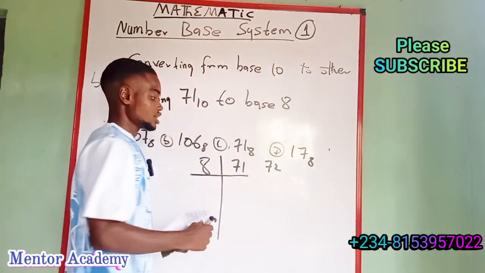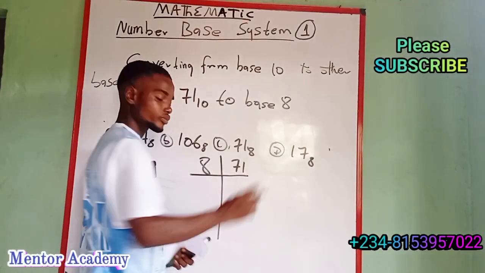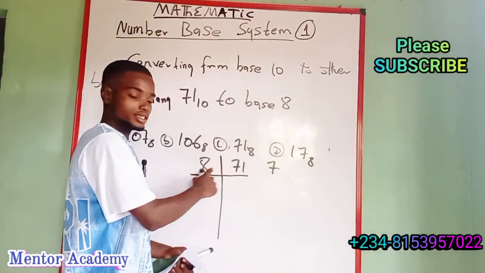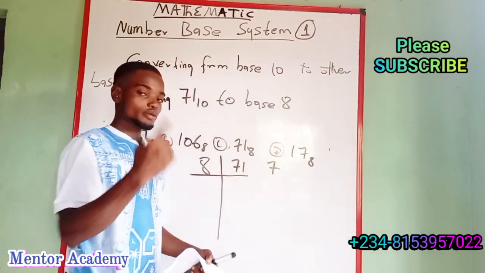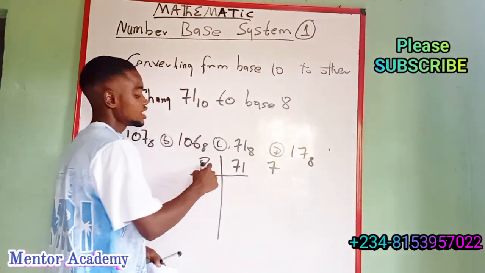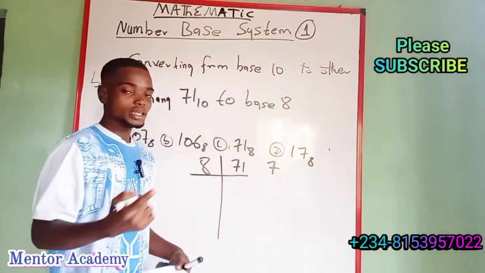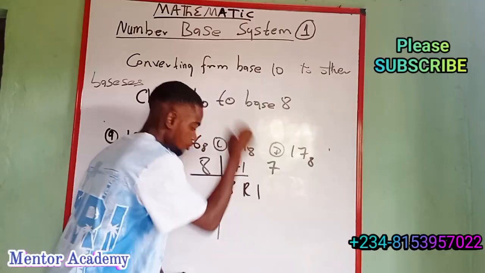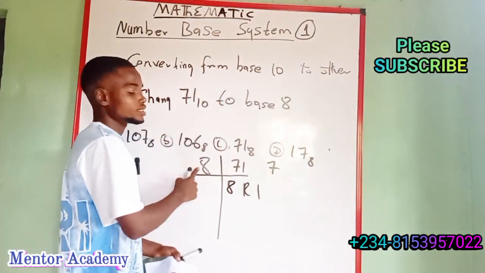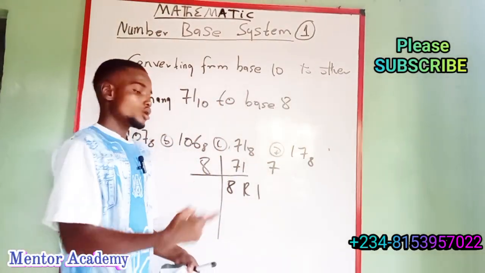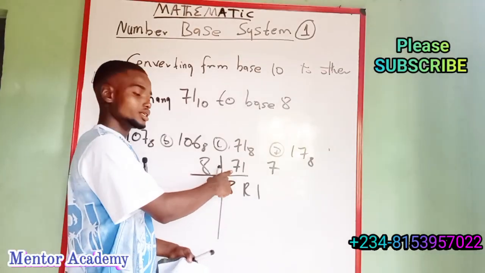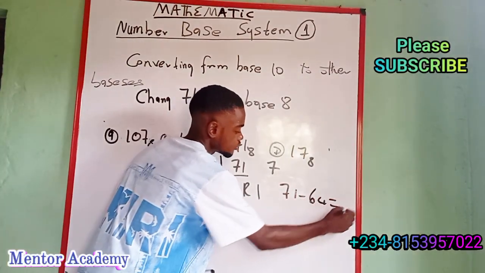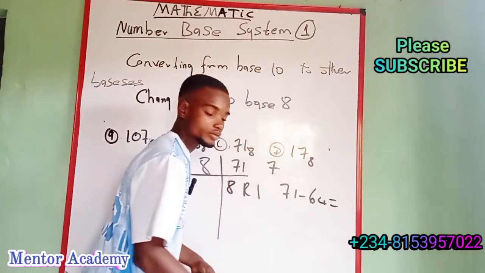And it is still remaining 7. So we have 8 inside 71, 8, remainder 7. Or you can say 71 divided by 8 will give us 8 and it will have a remainder. Or you can say 8 times 8 will give us 64. But is this still remaining? Yes, it is remaining. 71 minus 64 is going to give us 7.